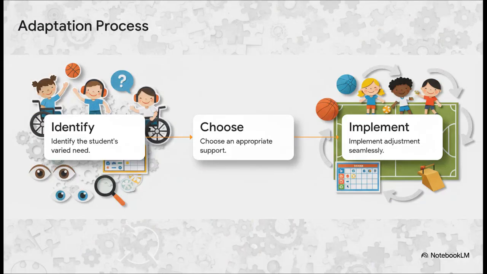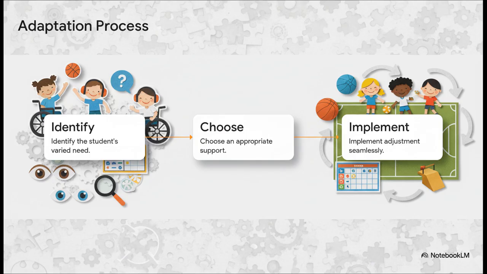Let's pull this all together into an actual practical workflow. This is the 3-step mental checklist you're going to run through on the fly as a teacher. Step 1, identify the varied need. You're observing, assessing, and figuring out what the barrier is. Is it physical, sensory, language-based? Step 2, choose the appropriate accommodation or modification to address that specific need. Step 3, implement the adjustments seamlessly to promote inclusion.